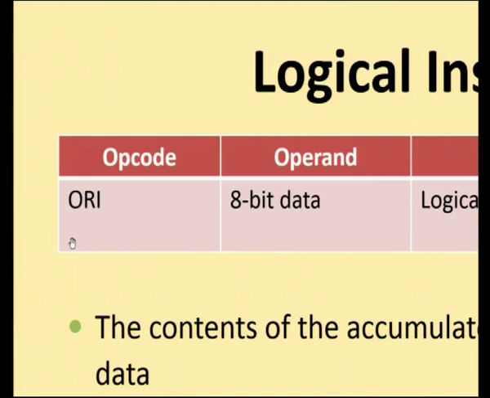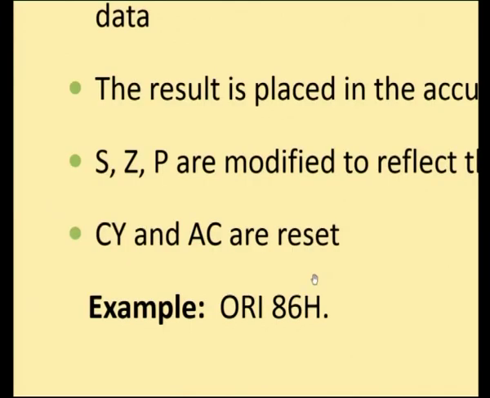This is another format for the logical OR operation, ORI 8-bit data, that is, the given immediate data is logically ORed with the accumulator and the result is stored in the accumulator. This is the example, ORI 86. So, the given 86 value, whatever the unknown content in the accumulator may be, is logically ORed and the result will be stored in the accumulator.